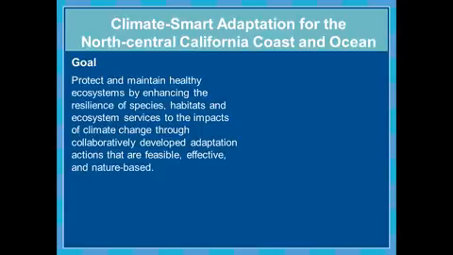So our goal for this project is to protect and maintain healthy ecosystems by enhancing the resilience of species, habitats, and ecosystem services to the impacts of climate change through collaboratively developed adaptation actions that are feasible, effective, and nature-based.